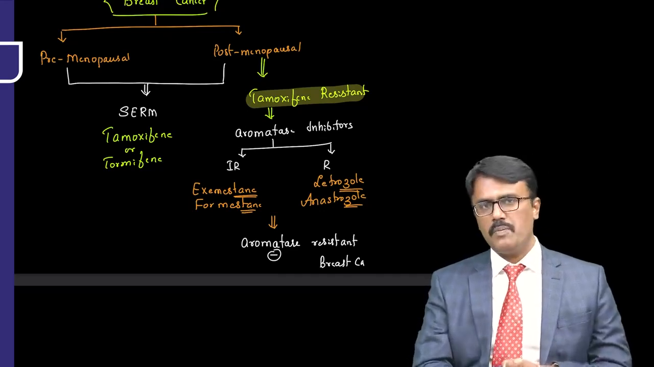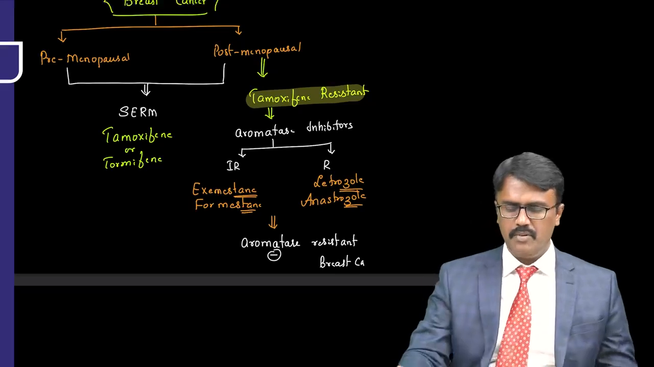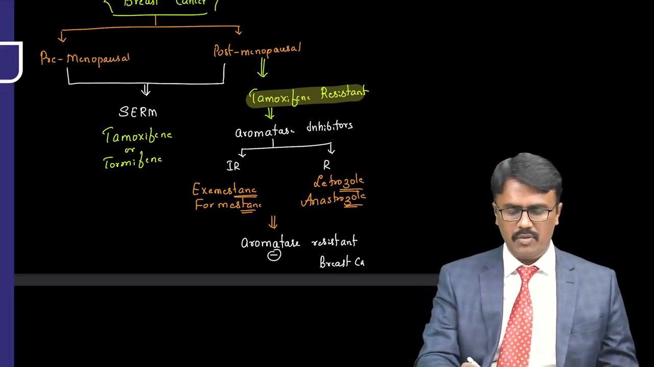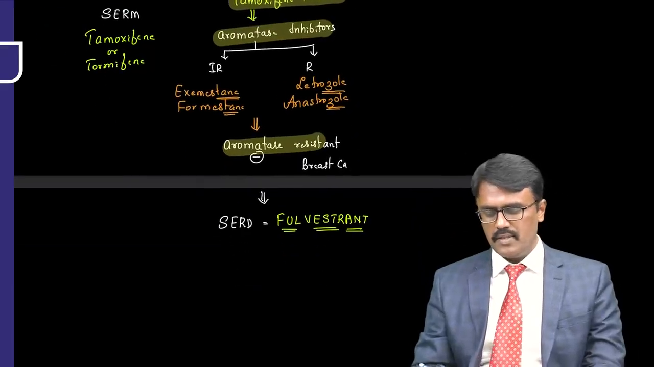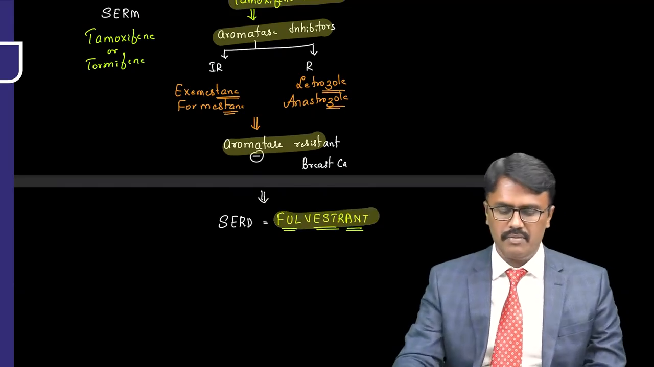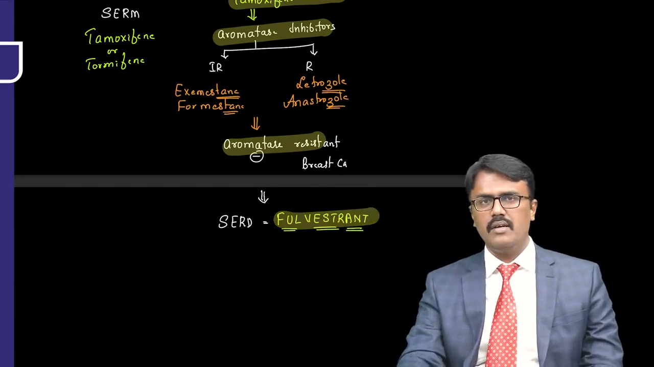So this is a flowchart of hormonal therapy. SERM is used for both pre and post-menopausal women. In post-menopausal tamoxifen resistant cases, we go for aromatase inhibitors. If that is resistant, then we go to the last resort, that is fulvestrant. So that is in brief the hormones used in cancer chemotherapy.